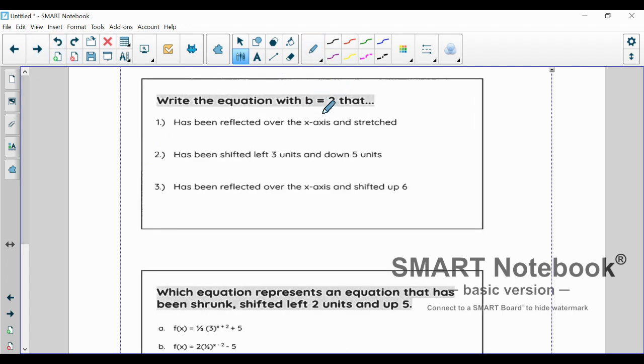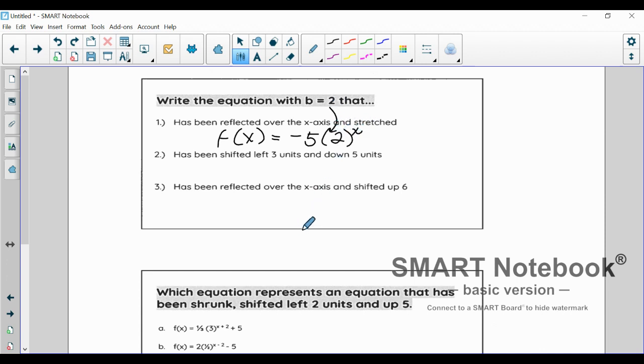So if the base is 2, write a function that's been reflected and stretched. Reflected and stretched means that A needs to be negative and bigger than 1. So this would be perfect, again making sure my base is 2. So it is a growth function, just a growth function that's reflected and stretched.